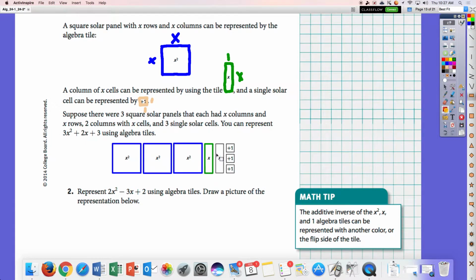So we should have 3 blue squares, 2 green rectangles, and 1, 2, 3 small squares. And yes, they should be on the blue, green, and yellow sides. There should not be any red.